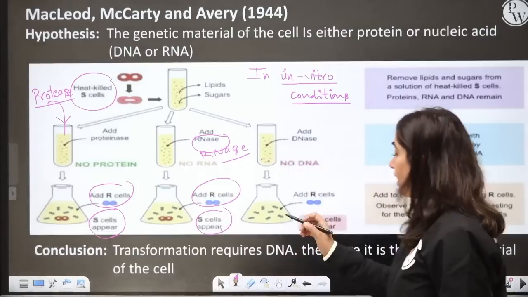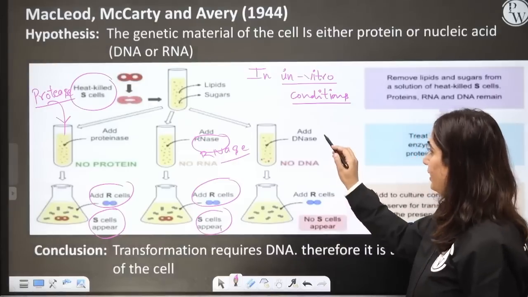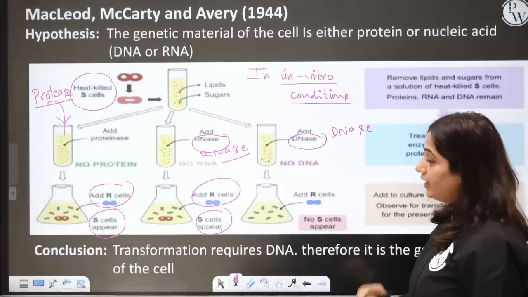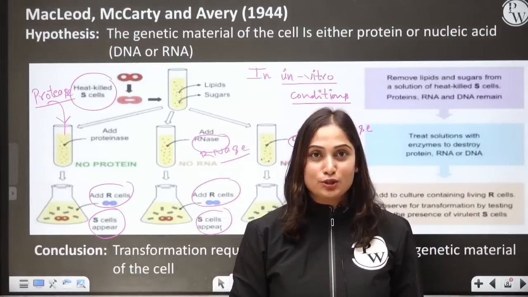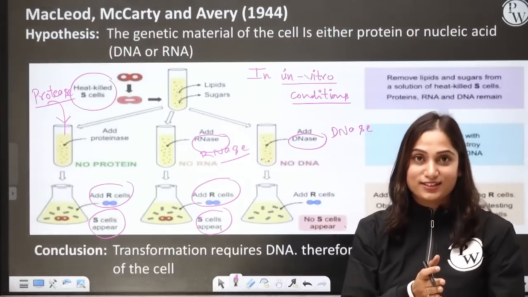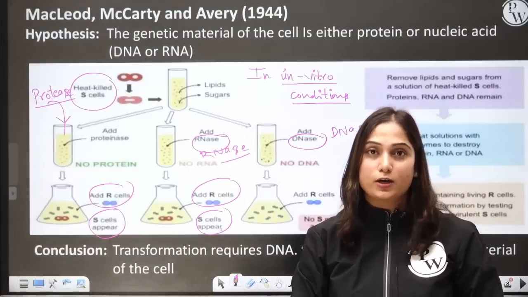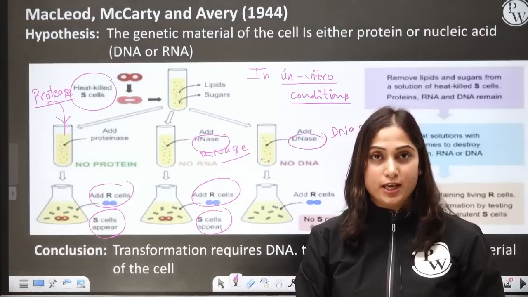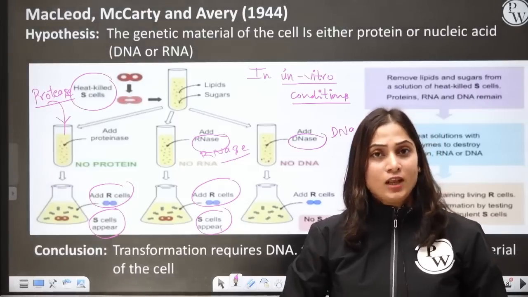Then they took the third test tube, again added the mixture, and along with it, they added the enzyme DNase, and DNase will degrade the DNA. After the degradation of DNA, the transformation stopped. That means the transforming principle Griffith talked about is nothing but DNA. Because in the absence of DNA, transformation stops and R strain cannot convert into the S strain.